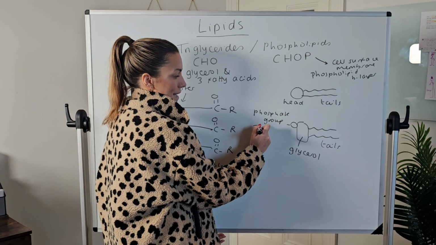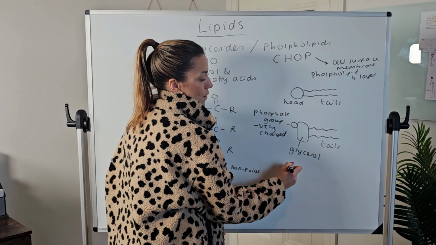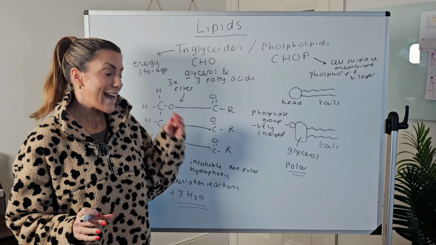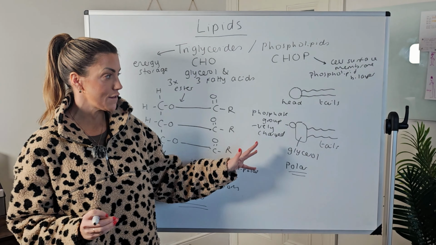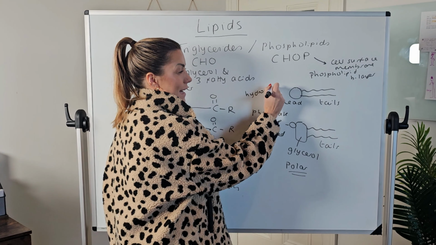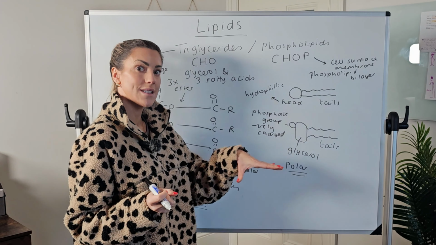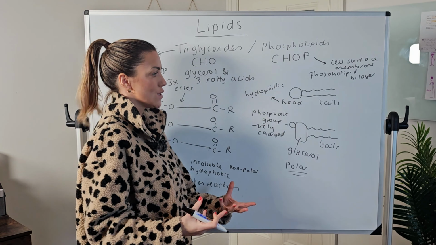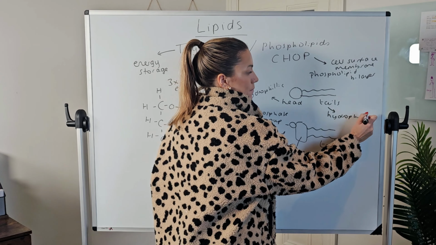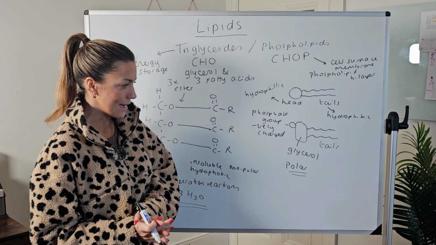Now, the phosphate group is negatively charged. Okay, so this means that a phospholipid is polar. It has an uneven distribution of charge. And in fact, because of that negatively charged phosphate group, the head is going to be hydrophilic. So the head is going to attract water, which is why we find it on the outside of the phospholipid bilayer, because it's attracted to water. The tails are hydrophobic. So they repel water, which is why we find them on the inside of the phospholipid bilayer.